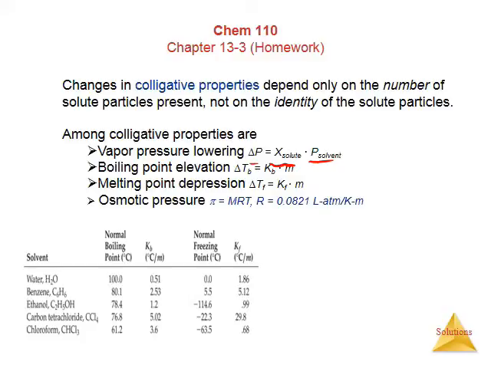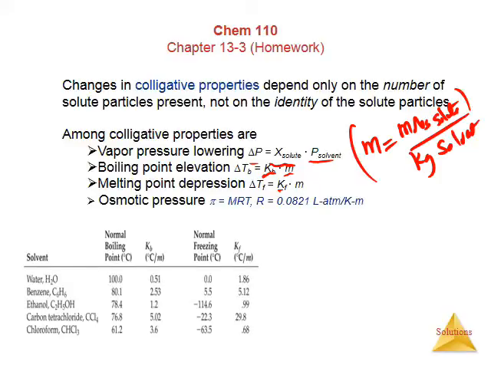Boiling point elevation is given by Kb, a constant, times molality. Melting point depression will be given by Kf, that's also a constant, times molality. In case you didn't remember what molality is, let me write down. Small m stands for molality, which is given by moles solute divided by kilogram of solvent. So that's how you get molality.